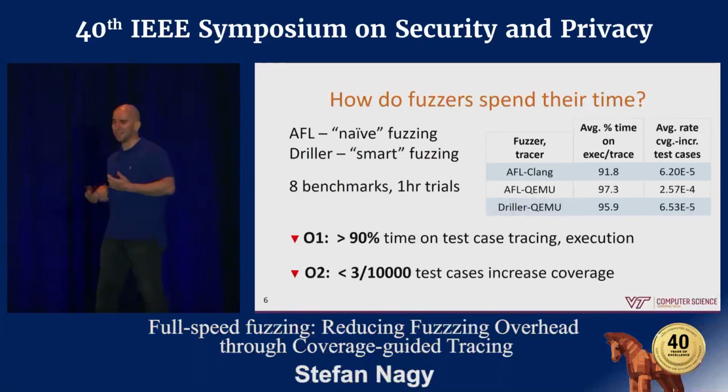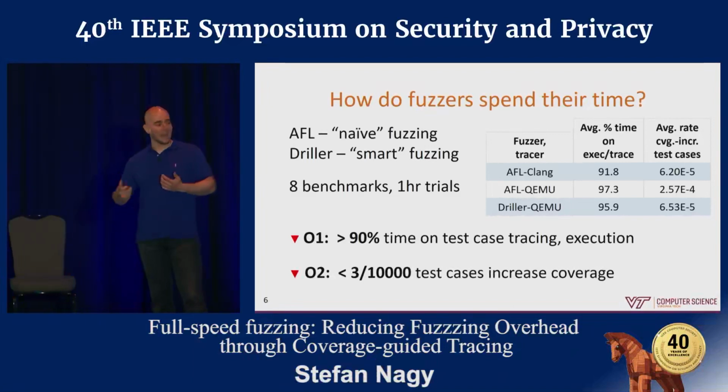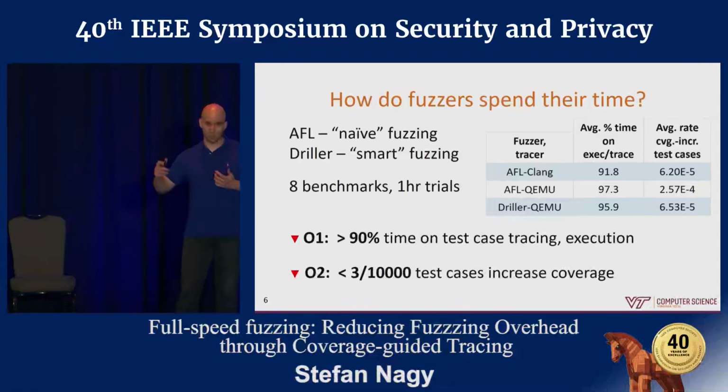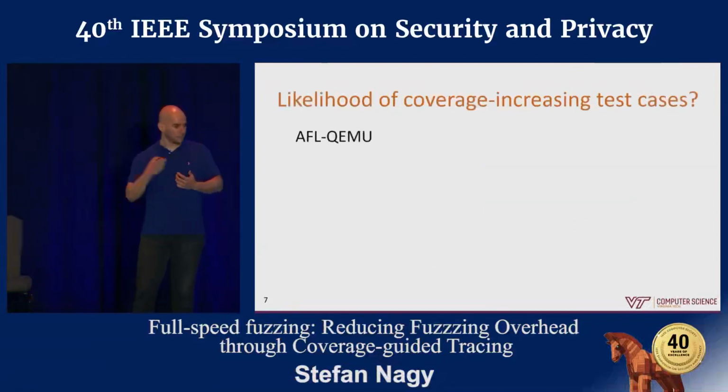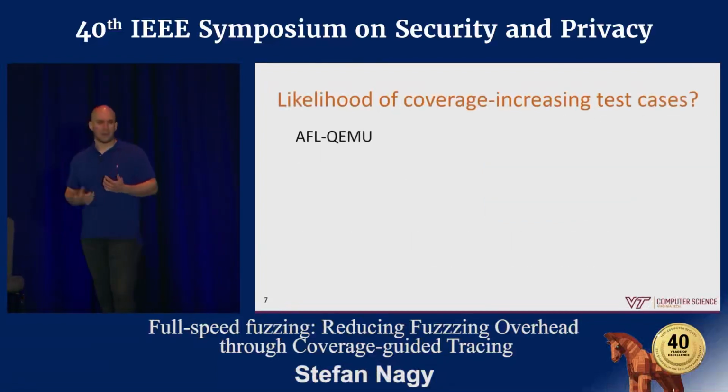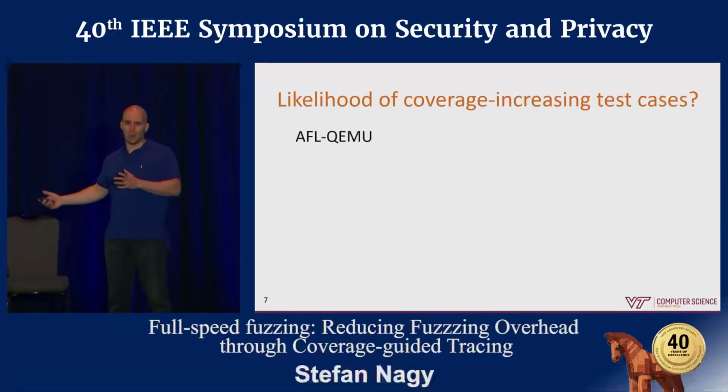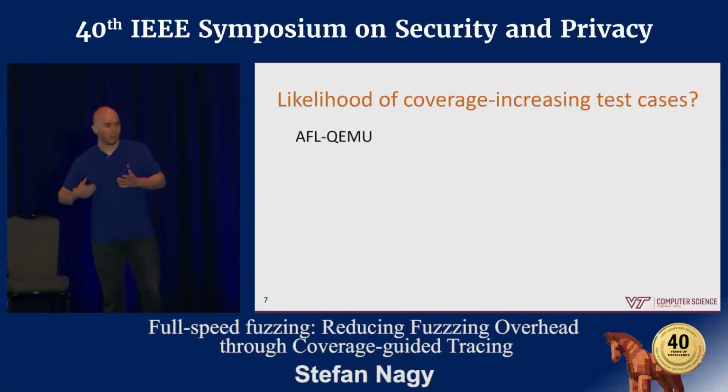So on average, less than 3 out of 10,000 of these test cases actually increase code coverage. So the other 9,997 were completely just discarded. So going on from there, we were thinking, okay, 1 hour is kind of short. Let's try 24 hours. That's kind of the standard evaluation trial for fuzzers.